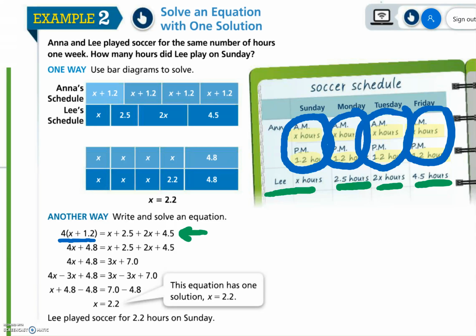So we're going to do 2 things. We're first going to distribute. 4 times x gives me 4x. 4 times 1.2 gives me 4.8. Then on the left-hand side, we're going to combine like terms. I have an x and a 2x, which gives me 3x. And then I have a positive 2.5 plus 4.5, which gives me 7.